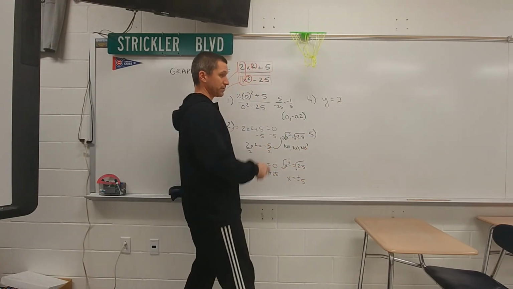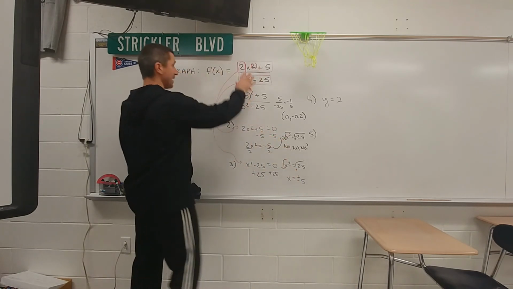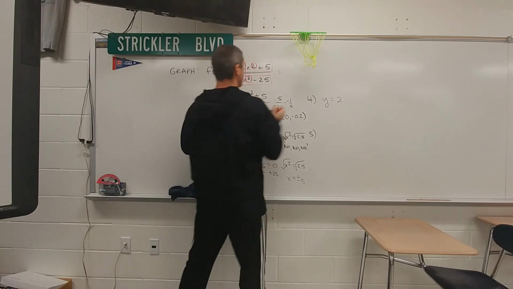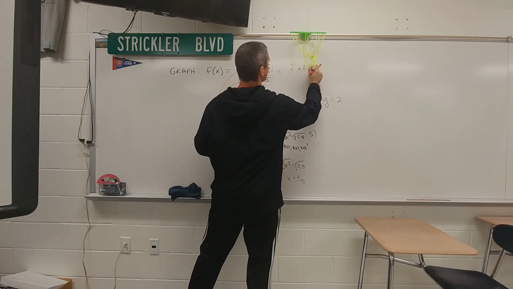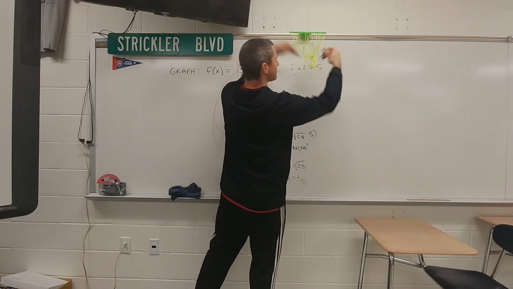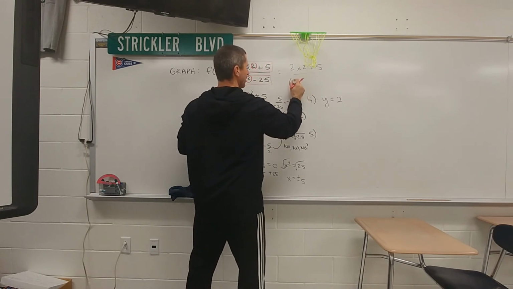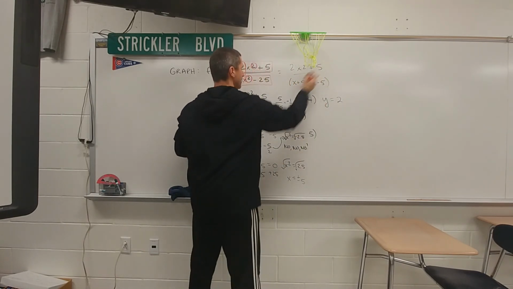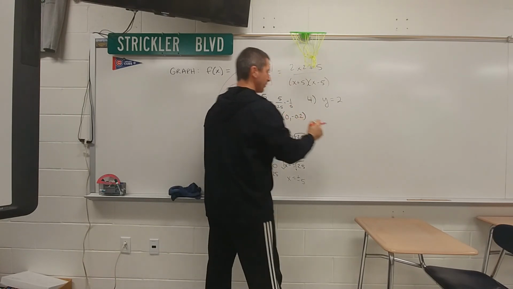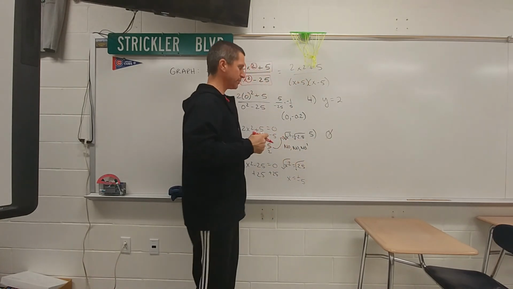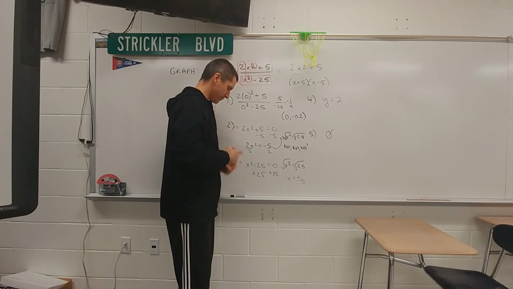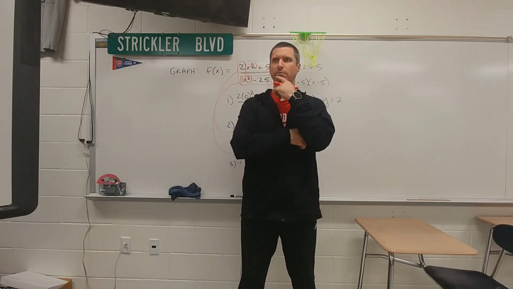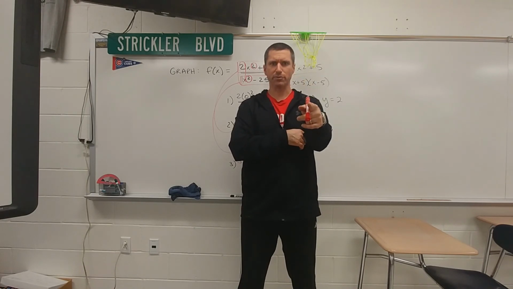Last, holes. There are none. We said if something cancels, then you have a hole. But since we have 2x squared plus 5, and x plus 5, x minus 5 is the factorization of the bottom, nothing cancels, and we can't factor the top. There's no holes. Okay, let's go to Desmos.